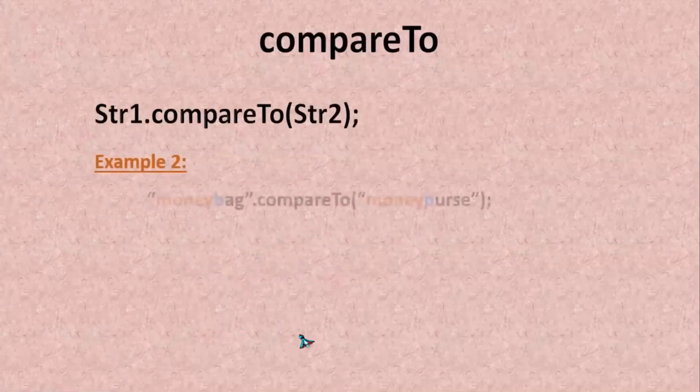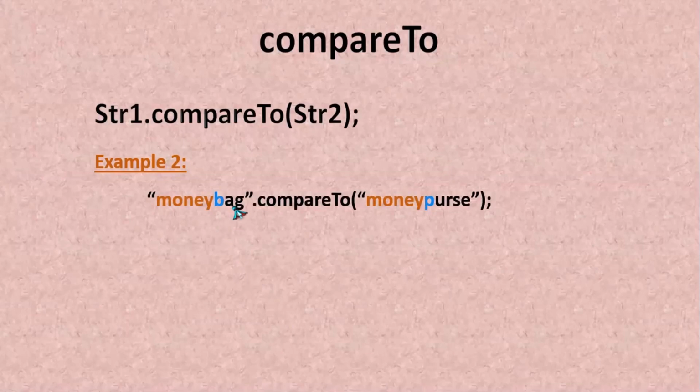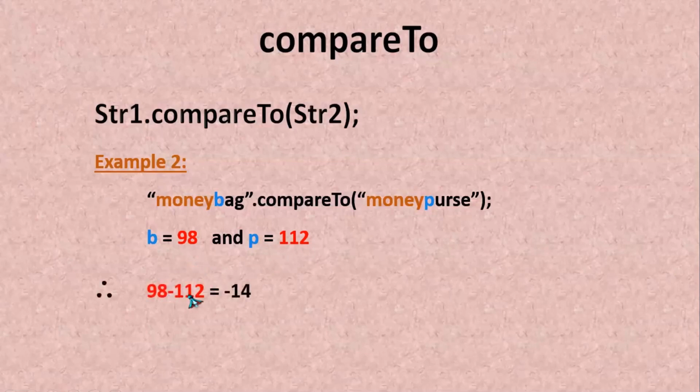The next example here, I have money bag and then money purse. So as per the dictionary, until money both are the same. So B here is where it starts a different letter, and here P is a different letter. So it is going to consider the ASCII value of B minus the ASCII value of P. So here B has 98 as its value, P has 112 as its value. So 98 minus 112 is minus 14.